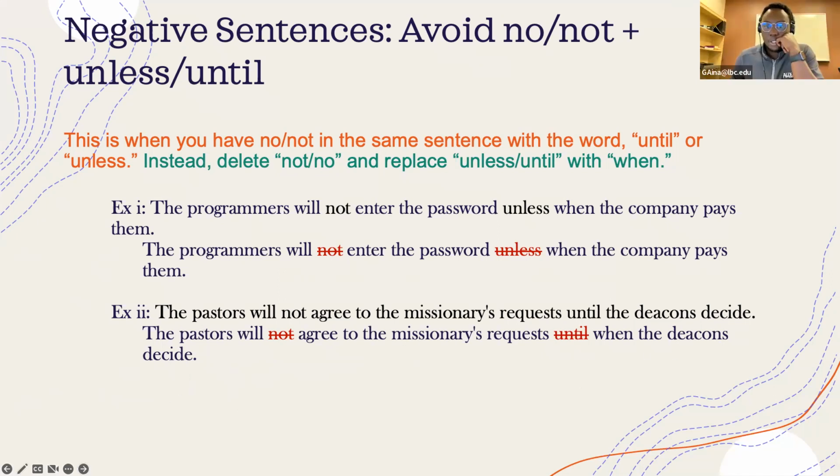Exactly. What do you think I did there to revise that sentence? You removed the negative word not. Yes. And until. And you revised it so that it's more positive. Yes, exactly, it's very close. One other thing I did was when I deleted the word until, I kept the word when. The pastors will not agree to the missionary's request until the deacons decide. Now I have the pastors will agree to the missionary's request when the deacons decide. So I delete until and then I replace it with when.